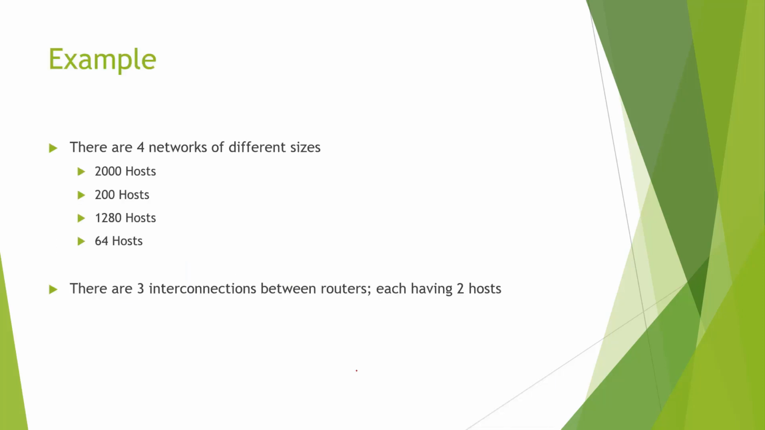For example, let's say I'm designing a network that has this criteria. I have 2,000 hosts, 200 hosts, 1,280 hosts, 64 hosts, and I have 3 interconnection devices, each having 2 hosts. So I need to be able to figure out a network diagram based off this information.